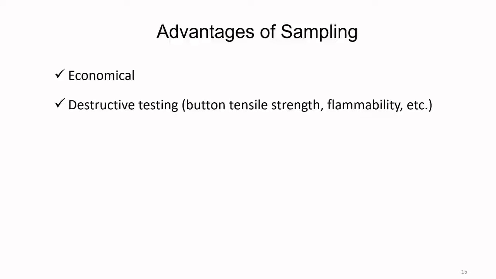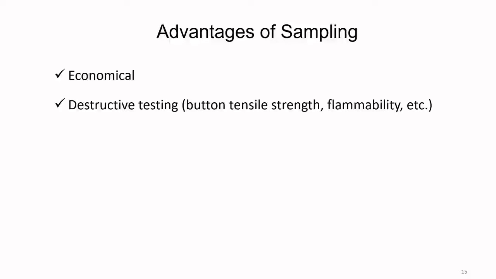So, why do we actually do sampling? Sampling is the process of taking out a lesser number of pieces in a scientific manner so that we are still able to gauge the quality of the entire shipment. The advantage of sampling is that it is economical. You have to check fewer pieces.